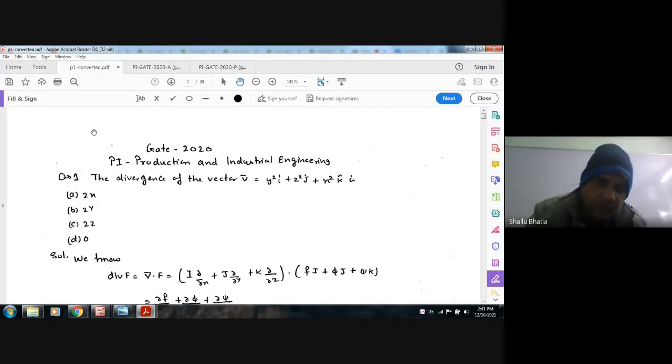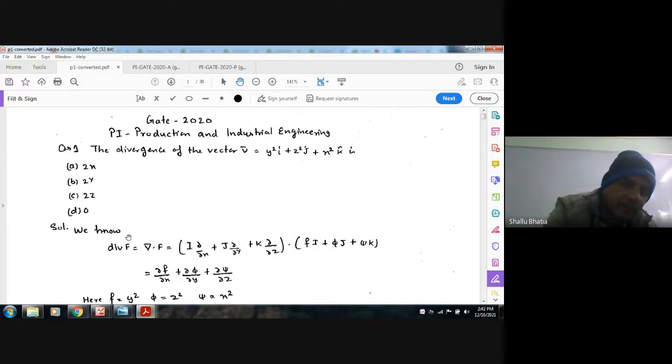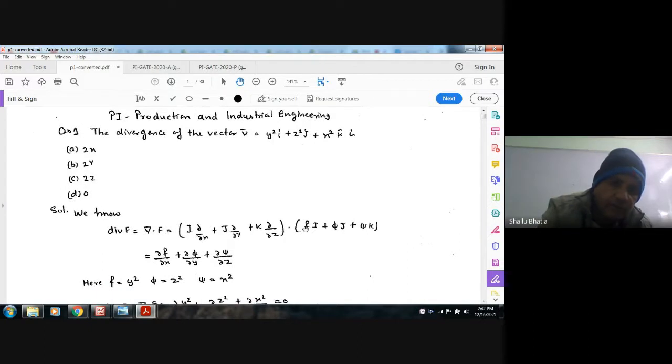We know the divergence is del dot F. Here F is the vector V, and del is i ∂/∂x + j ∂/∂y + k ∂/∂z. V is your F, so the first component is y², the second is z², and the third is x². Now there is a dot product between them.